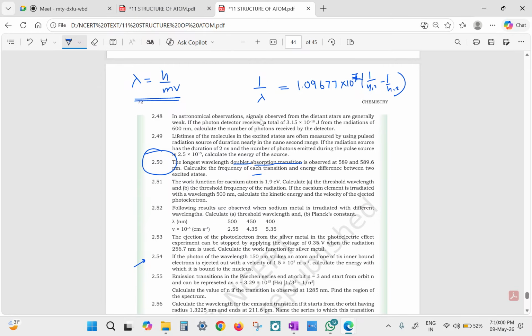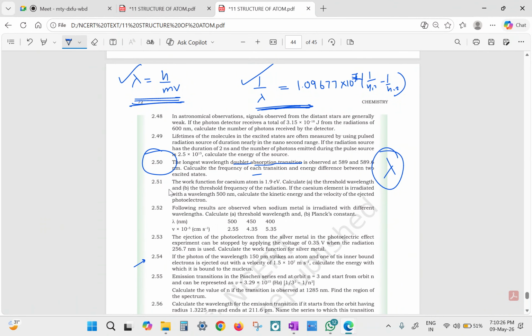Now, if they ask you to calculate the wavelength in any context, will you go and randomly pick any equation? What you will do is check what concept it is about. Is it about the wave nature of matter, or is it about the electromagnetic radiation given out by an electron during the transition? Correct? Understood?